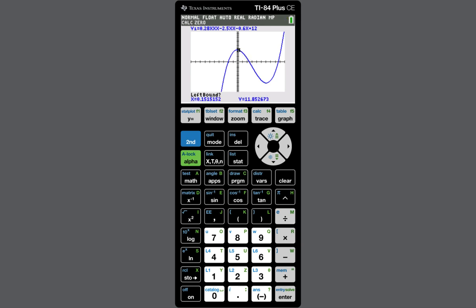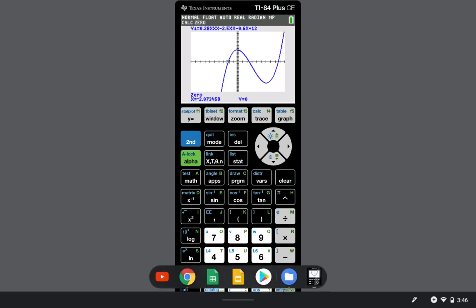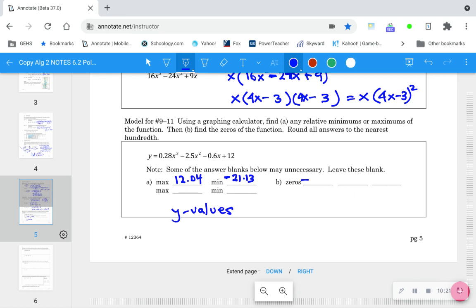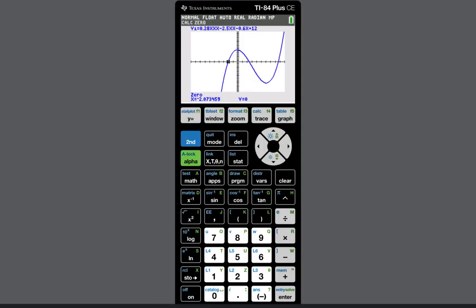And then go a little past it going to the left. Hit enter. Now it wants me to go to the other side of it, so I go to it and past it a little bit, and once I'm to the right of it, I hit enter twice, and this time I'm looking for the x values. So negative 2.07. You've got to round here. Negative 2.07. And I'll find the other two quickly.